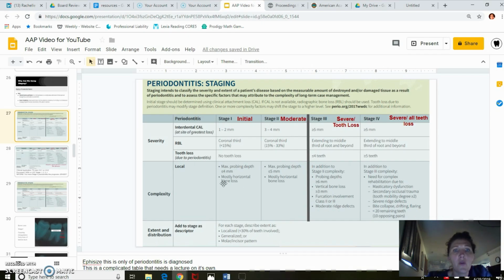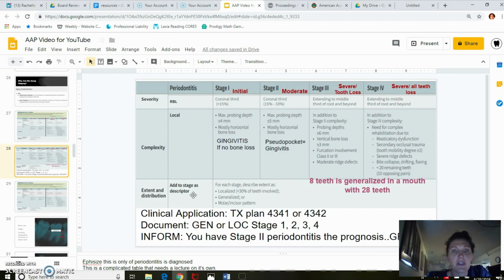Let's also blow up this section right here and look at it a little bit closer with some of the descriptors. So our clinical application to this is, when am I doing 4341? I have my stage, maybe I'm stage 1, and if it's on more than 4 teeth, then I can do 4341 per every quad. If it's on 1 to 3 teeth in each quad, I'm doing 4342. And you're going to also need to document if it's generalized or localized, for insurance purposes.